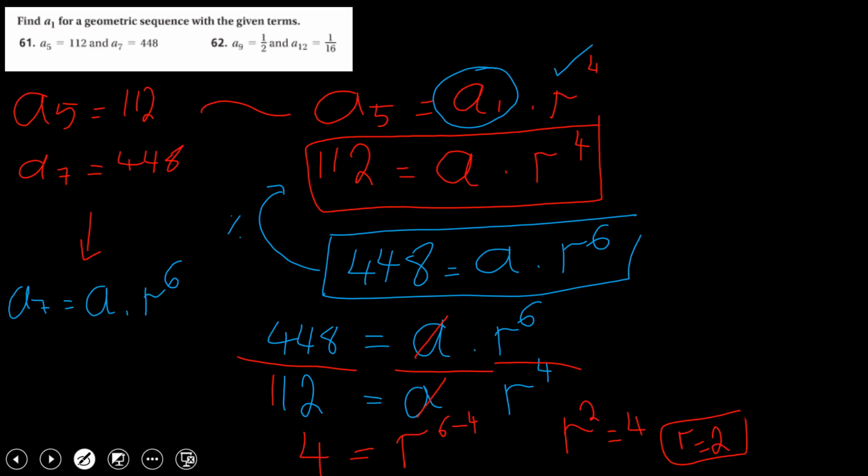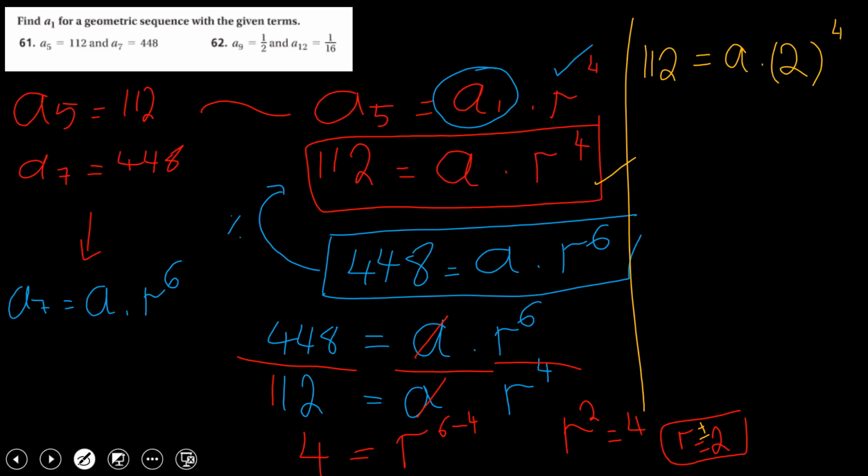Now, r here is positive or negative 2. If I have r, which is 2, let's evaluate in one of the equations. Let's go back to one of the equations: 112 equals A times r, which is 2 raised to the power 4. Even if you put 2 or negative 2, you will get the same answer. Now let's go back to this equation as an example here.